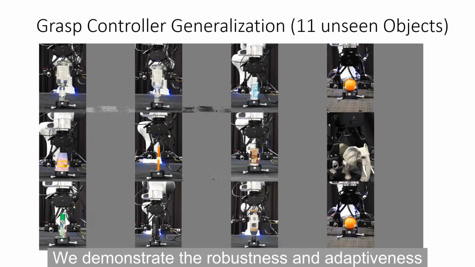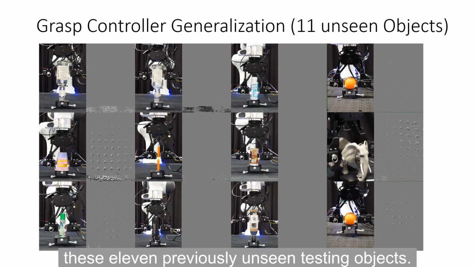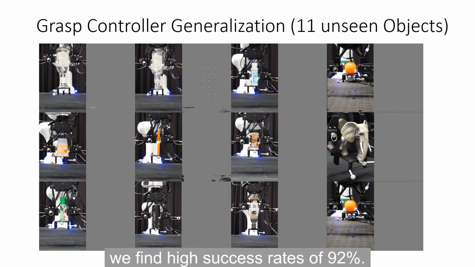We demonstrate the robustness and adaptiveness of the grasp controller by applying it on these 11 previously unseen testing objects. Across all experiments, we find high success rates of 92%.